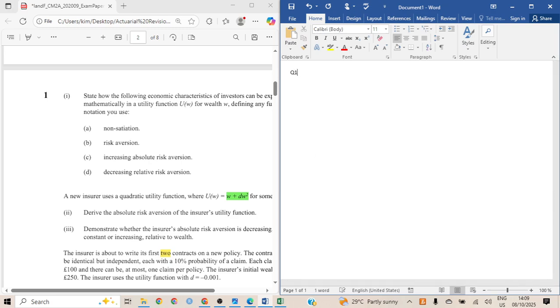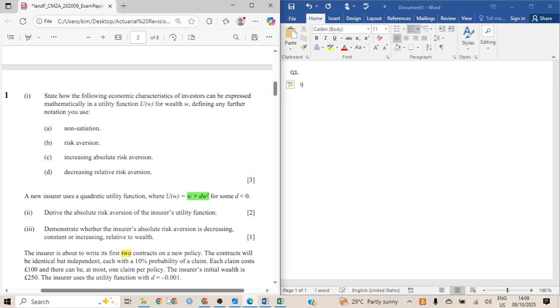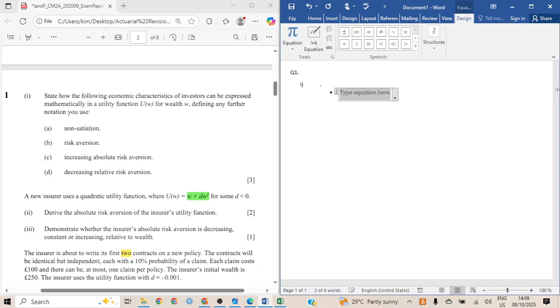Question 1. We'll start with the very first one. Let's read through the question. State how the following economic characteristic of investor can be expressed mathematically in a utility function U of W for wealth W, defining any further notations you use. So we'll just write the answer here. The first one is non-satiation. And non-satiation is the first derivative of the utility of wealth. It is always greater than 0.